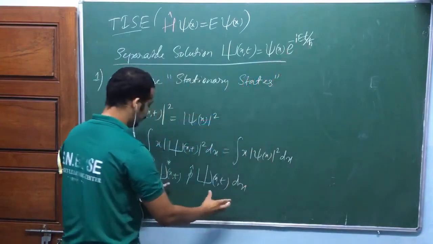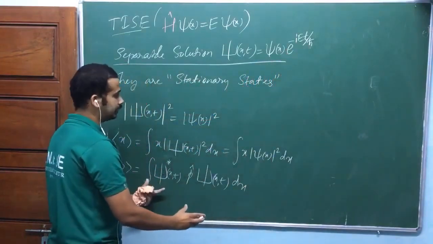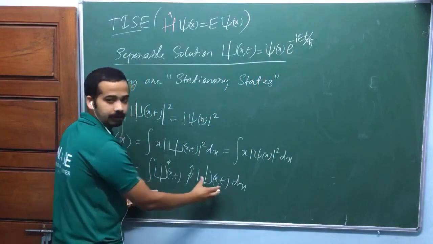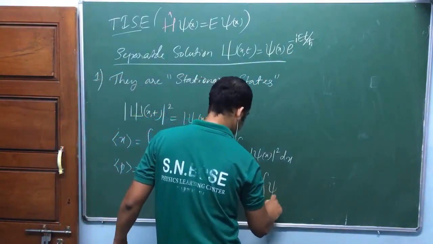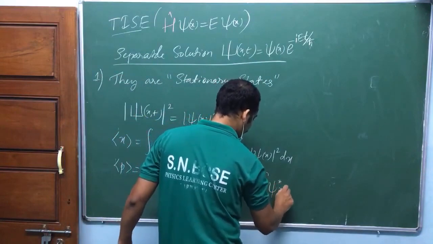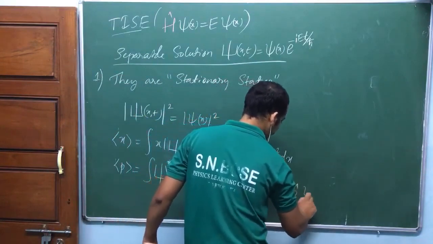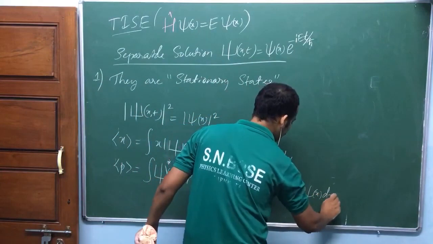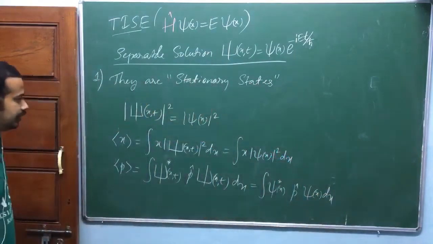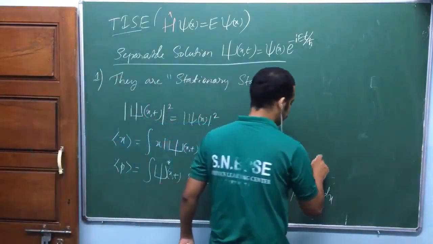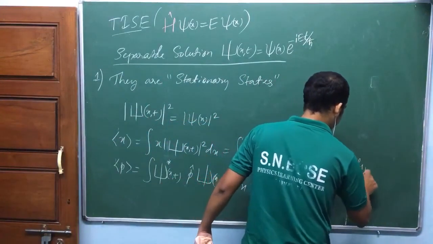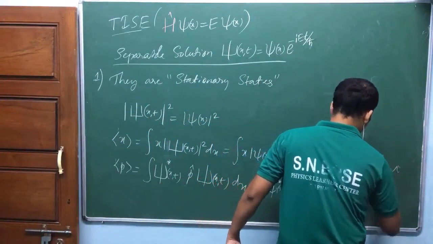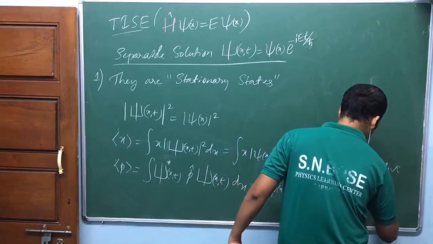This part remains: e power plus iEt by h bar, e power minus iEt by h bar. So that's why this is equal to, look at here, psi star of x p cap psi of x dx. Any expectation value is independent of time. Can I write? Time independent.